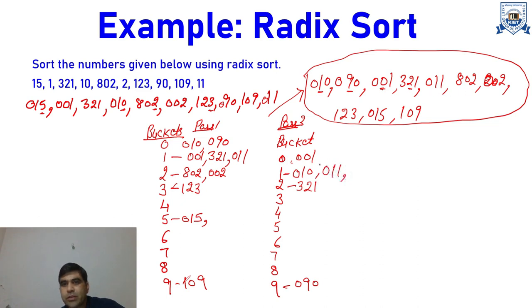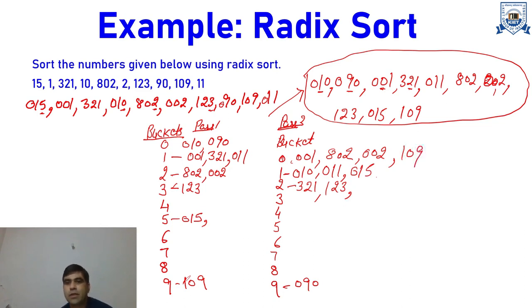Then we have 802, so 802 goes in bucket 0. Then we have 002, so 00 means the symbol is 0, so it is here, 002. Then we have 123, where the second symbol is 2, so it is here. Then 015 will come into bucket 1, and then 109, so it is 10 and 9.